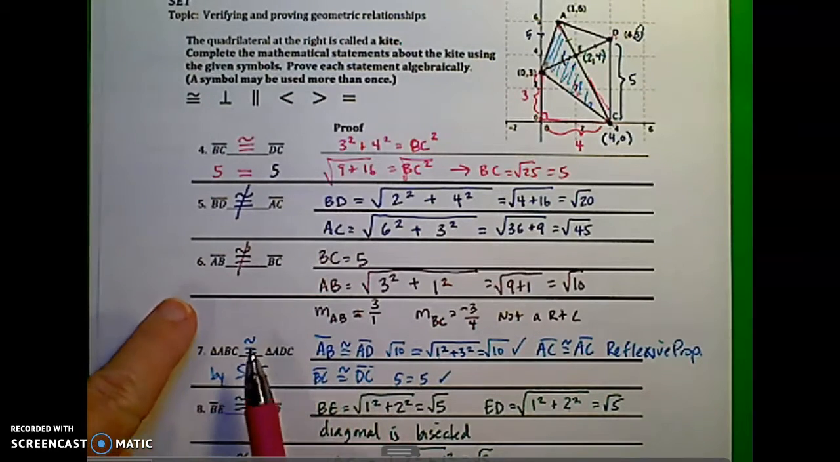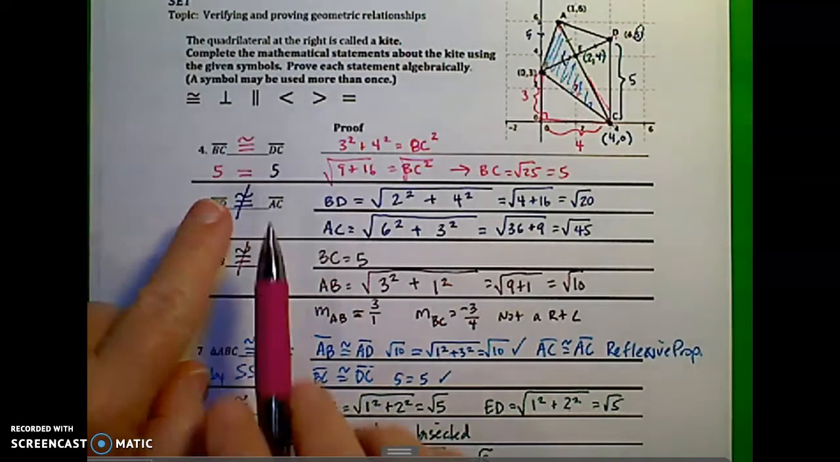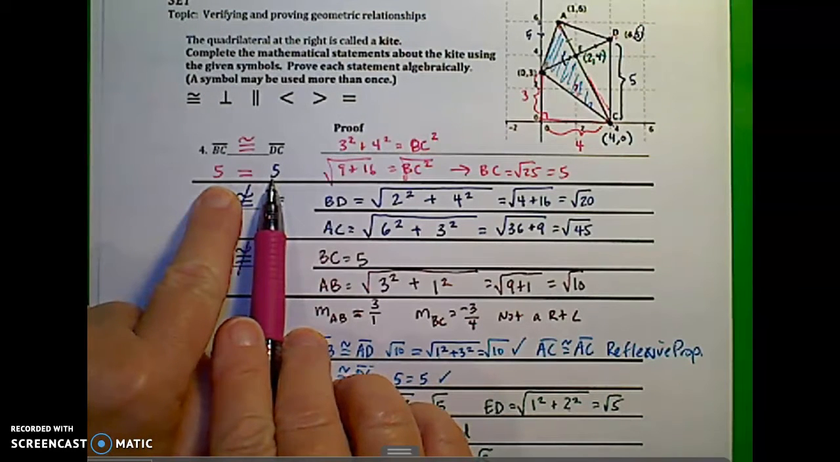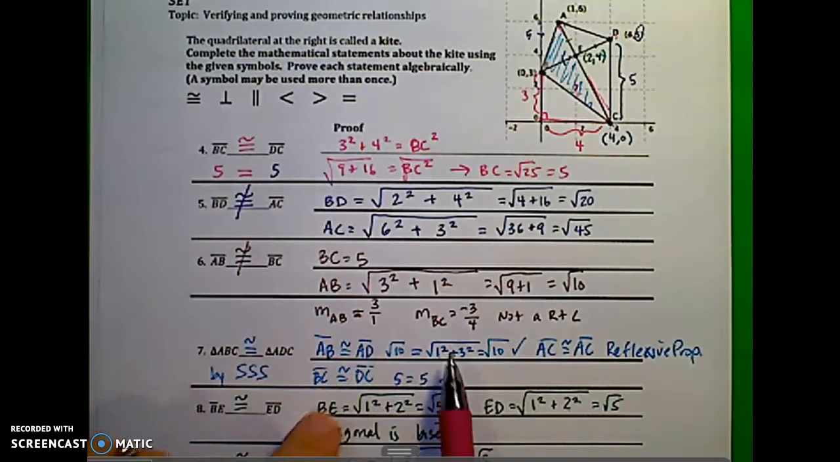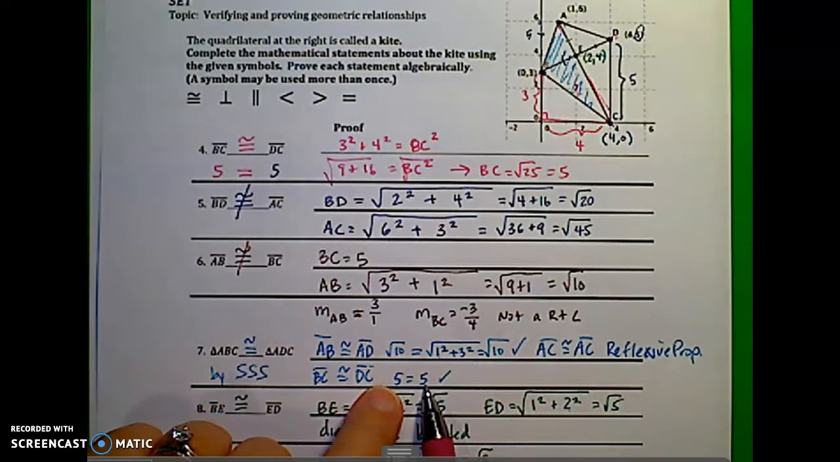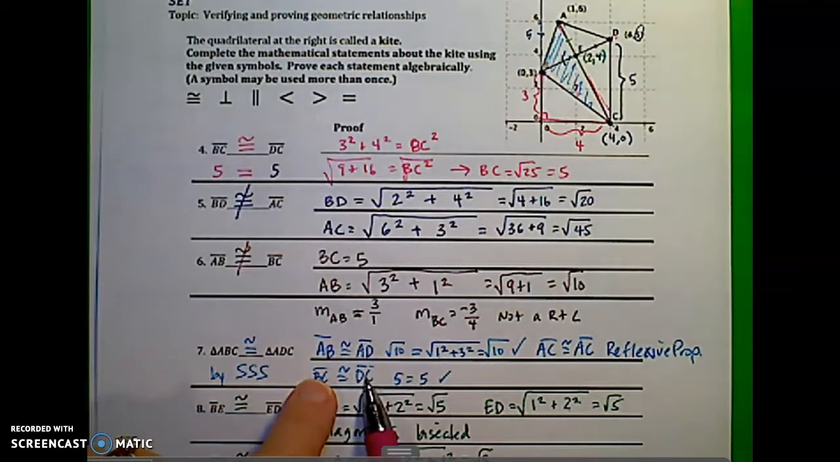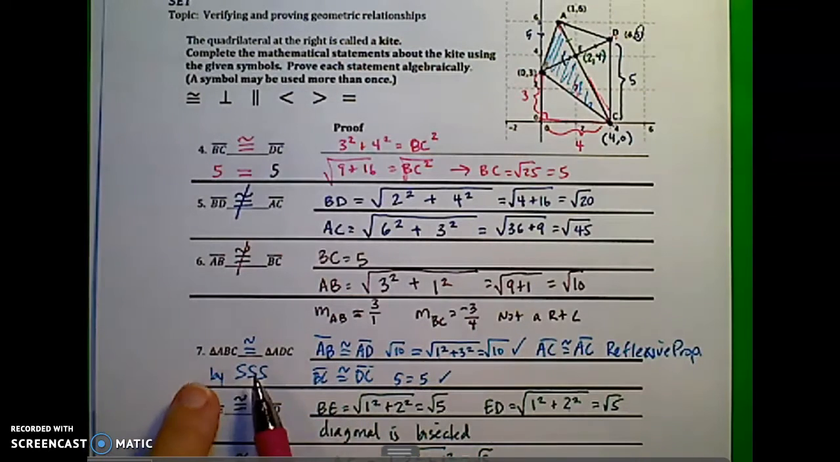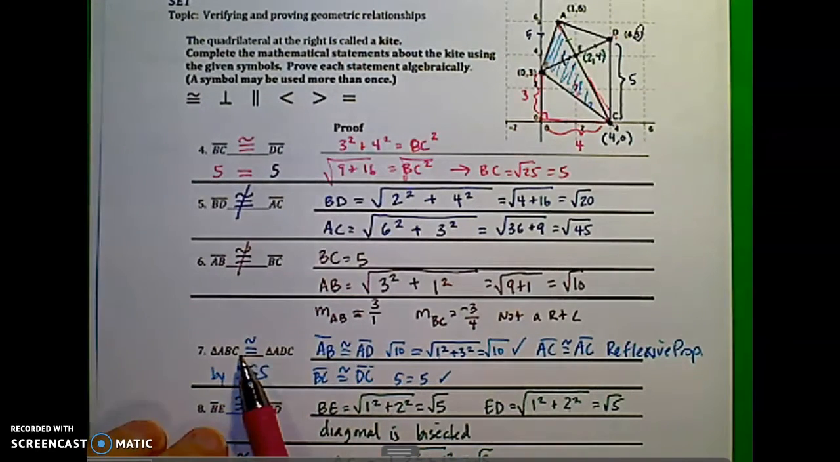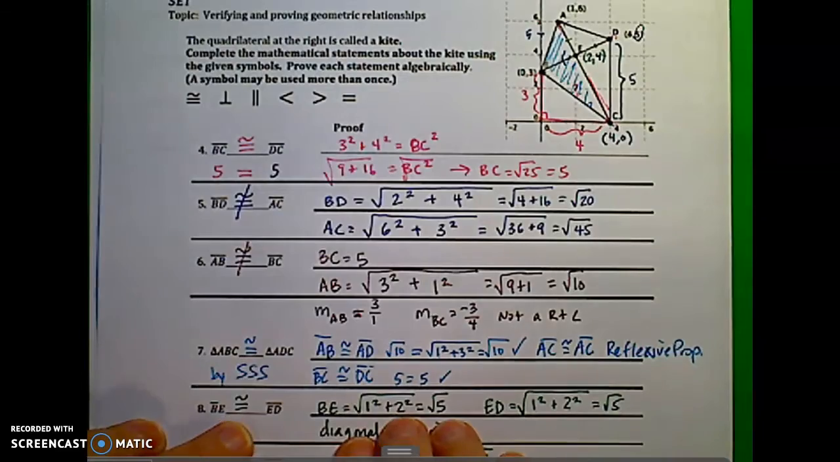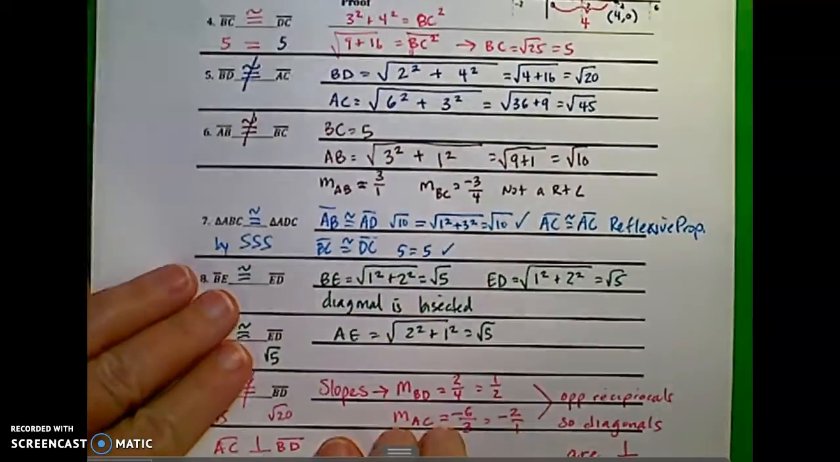BC and DC, I have already done both of those right there. They are both equal to 5. So I know that those are equal to each other. So I have 3 sets of sides that are equal to each other. So these triangles are congruent by side, side, side. All right, let's look at some other sides.